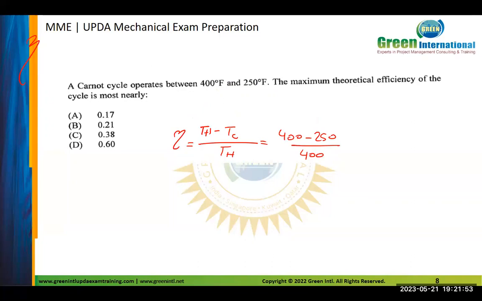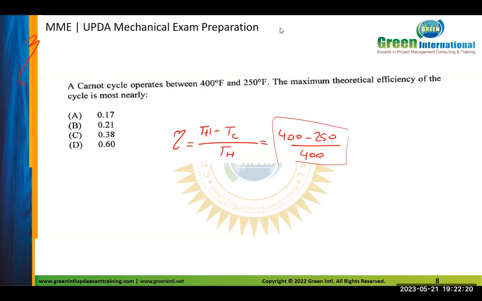0.6. 0.38. Answer, please. C. As a regular answer, it will be 0.38 under these conditions. But this is not correct.